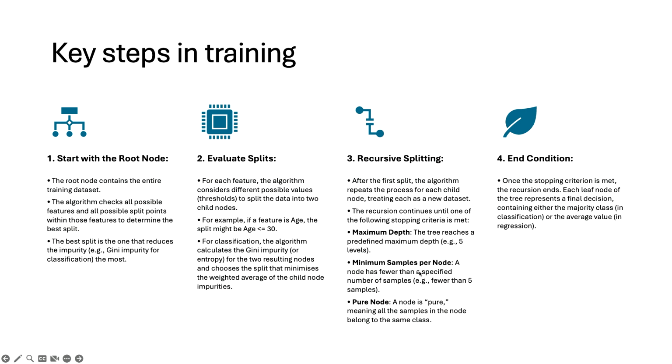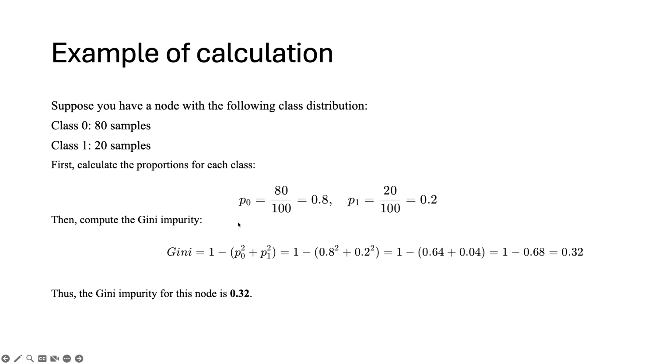We have some stopping criterion, and once the stopping criterion is met, we finish our training process. So these are the general steps in training a decision tree. Here is an example of how we can calculate the Gini impurity coefficient.